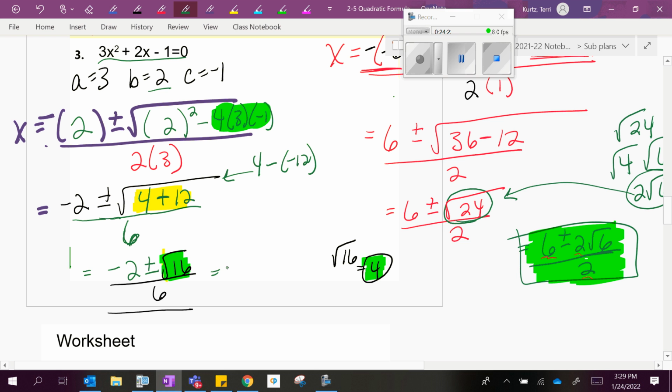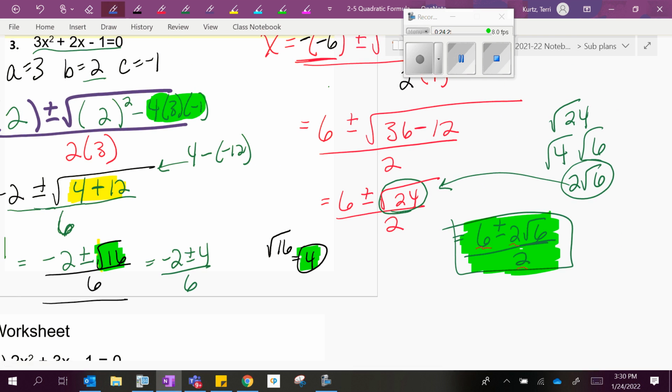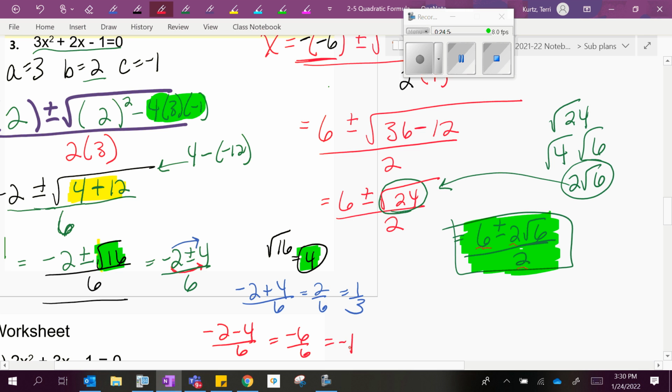So this becomes negative 2 plus or minus 4 over 6. Now I can do like I did in my first example, where I can go high road. So I'm going to say negative 2 plus 4 over 6 gives me 2 over 6, 1/3. And I can also go the low road, so that brings in the subtraction. So I get negative 2 minus 4 over 6, gives me negative 6 over 6, gives me negative 1.